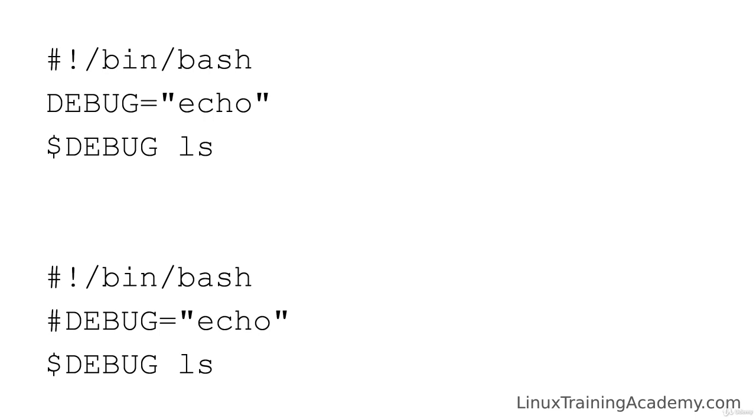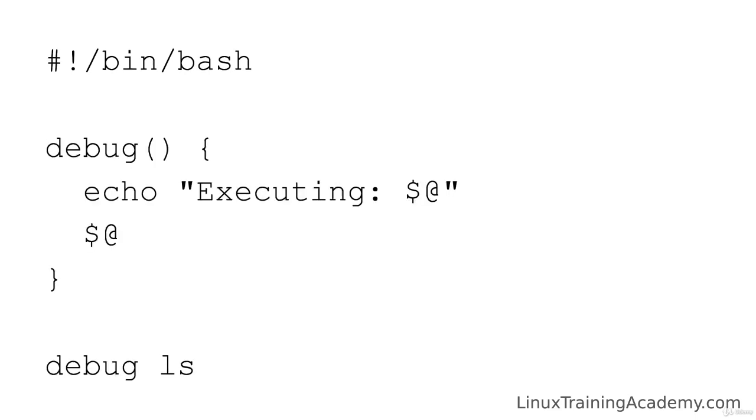In the second example, the debug line has been commented out. This causes the value of debug to be nothing. That leaves the remainder of the line, which is a space followed by ls. That means the ls command will execute. Again, this is another simple way to turn debugging on and off in your scripts.